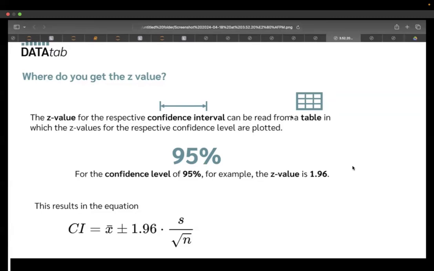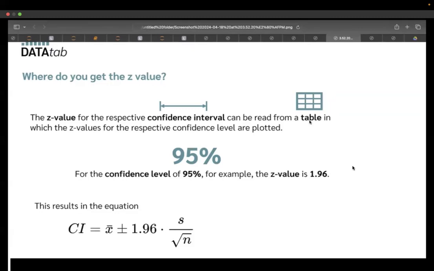That's why I'm telling you, whenever you don't know the value of z, you can read it from the table. Where are you going to find the table? On Google. Or you can simply search for the 95% confidence interval Z value. You can do either of the two.